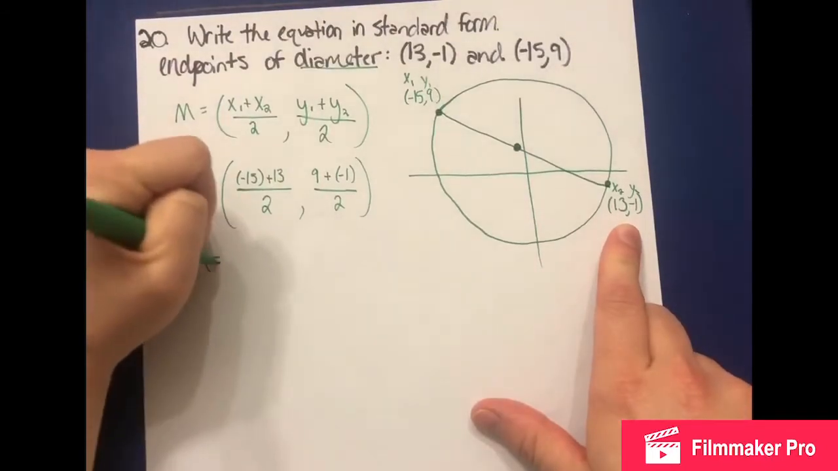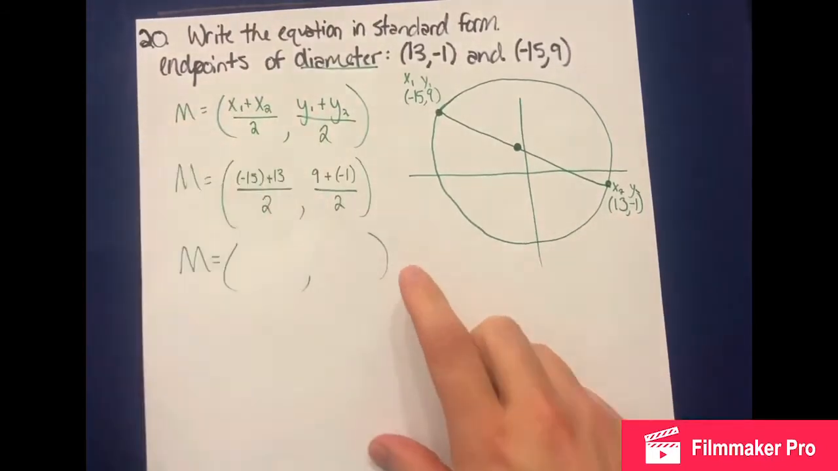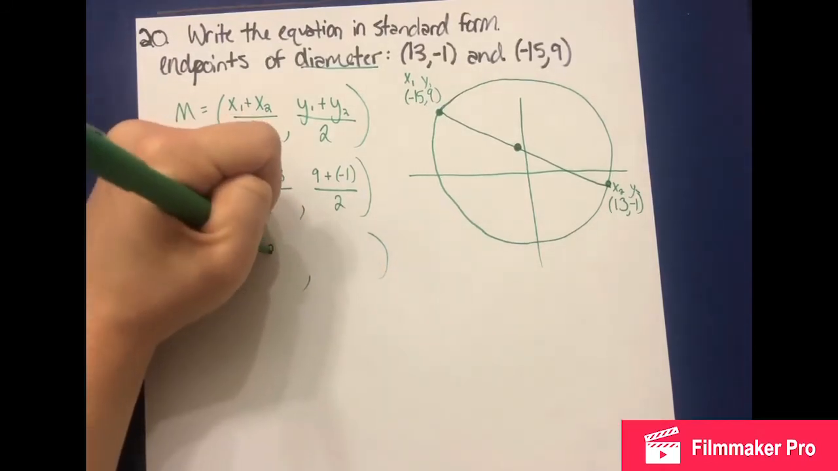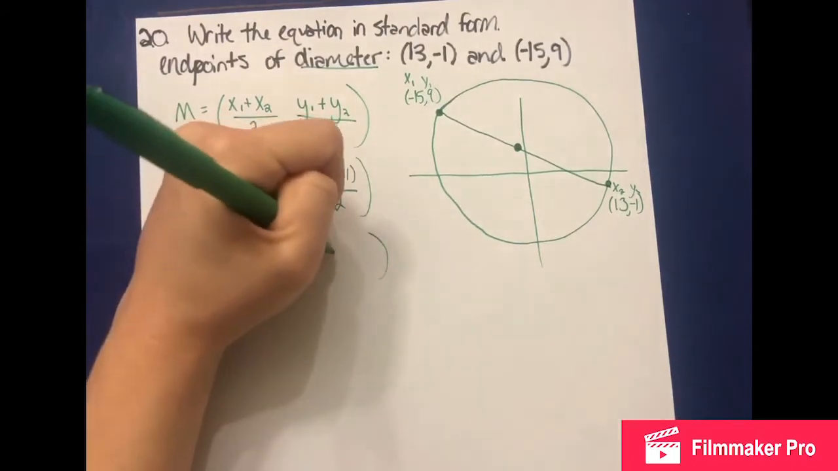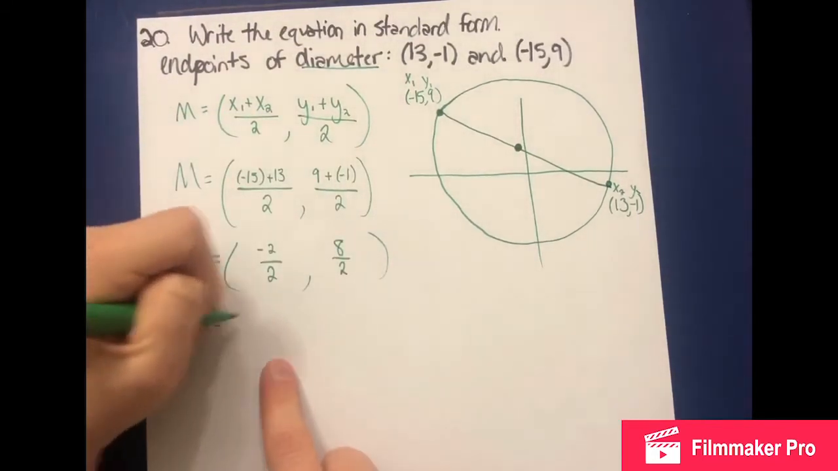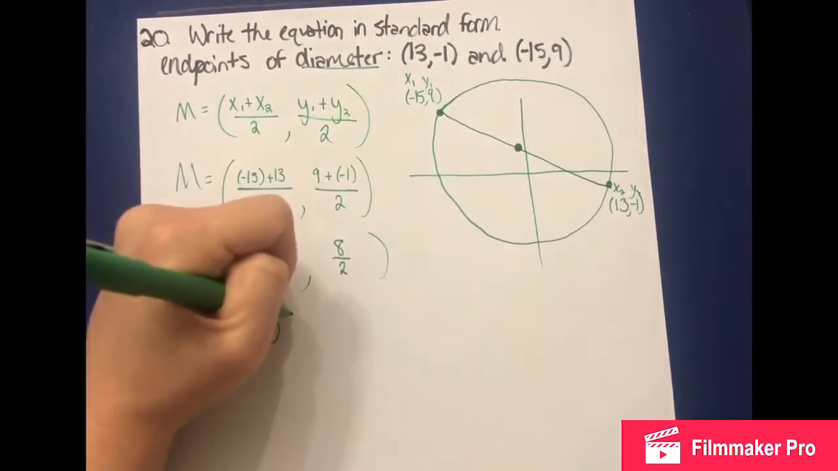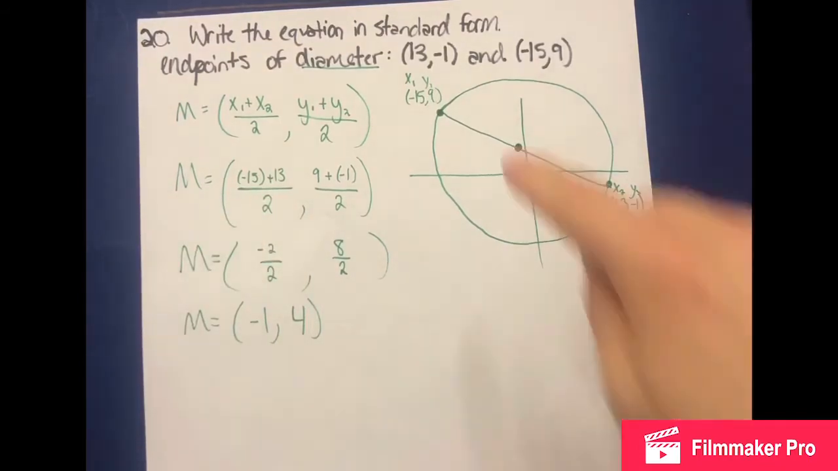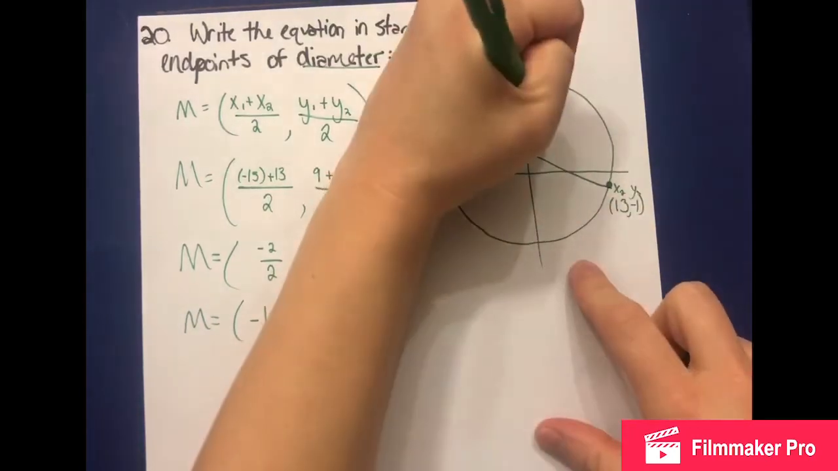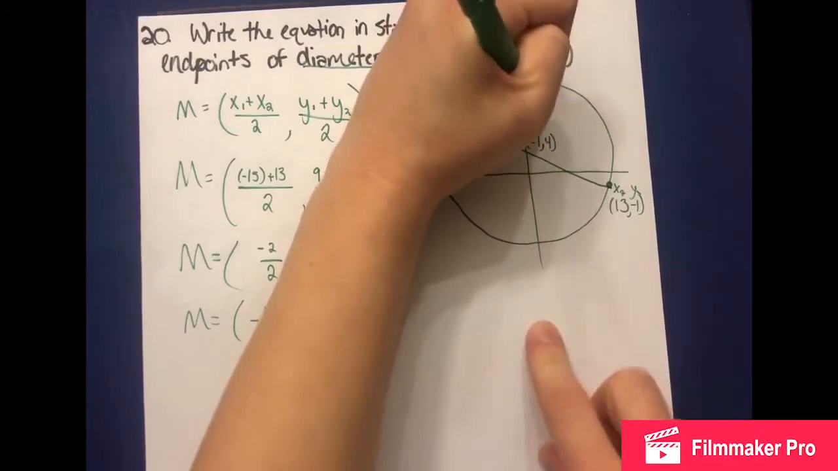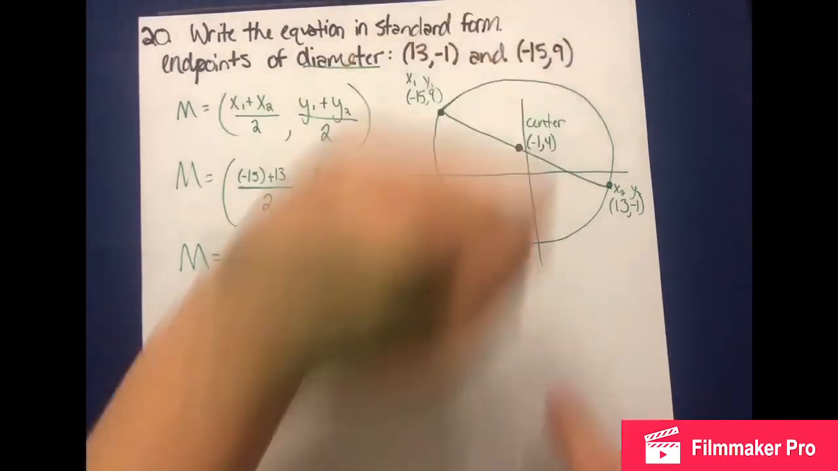Let's simplify inside. Don't lose those parentheses. It's a point. So we get here -2 over 2, and here we get 8 over 2. We're almost done. Midpoint is equal to -1, 4. So thinking generally, what does that actually mean for me? That was the midpoint, that's this point. What is this in terms of the actual problem? This is going to be the center.